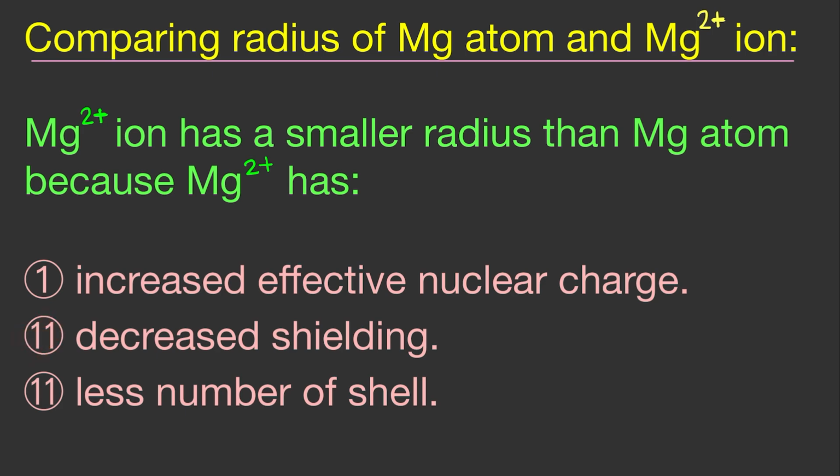And also the number of shells has decreased. A magnesium atom has 3 shells, 2, 8, 2. But whenever it loses the outermost shell's 2 electrons, now it has 2 shells, 2 and 8. And so the shielding has decreased, and as a result, attraction also increases for the outermost shell. And number 3, there is 1 less shell than in the magnesium atom. And because of all these 3 factors, the ionic radius of a magnesium ion is smaller than that of the magnesium atom.